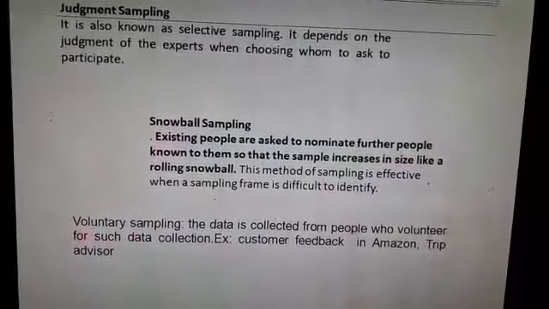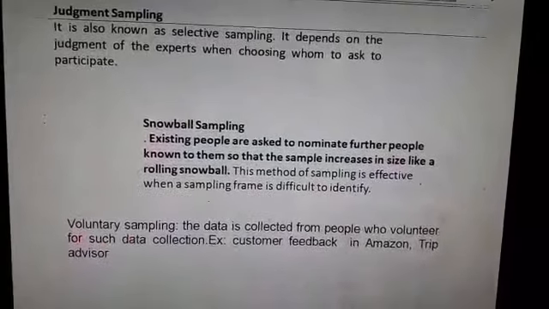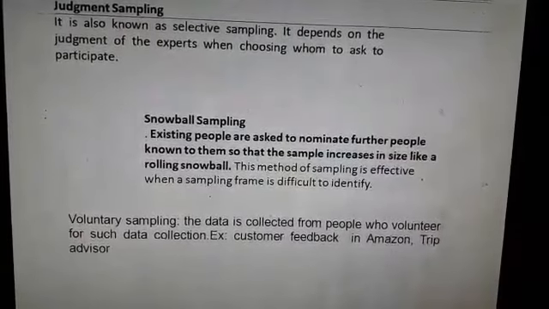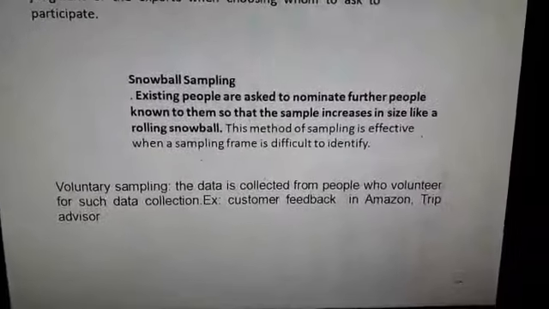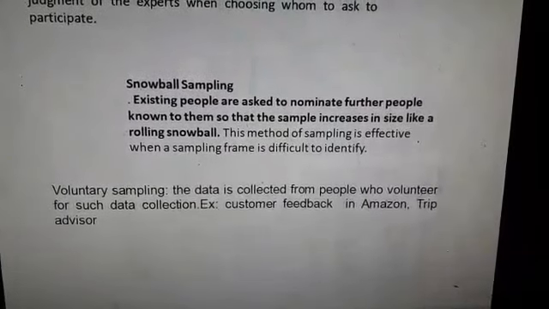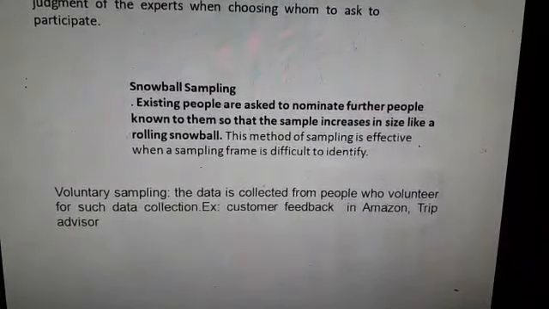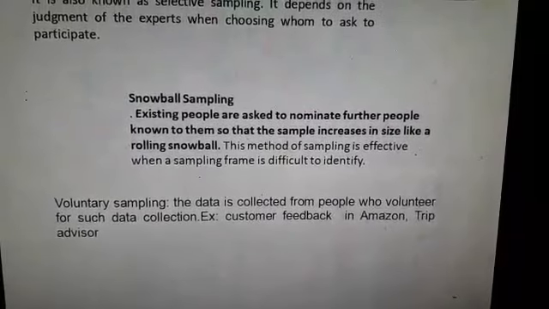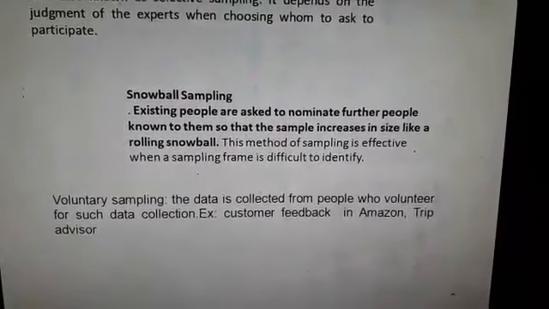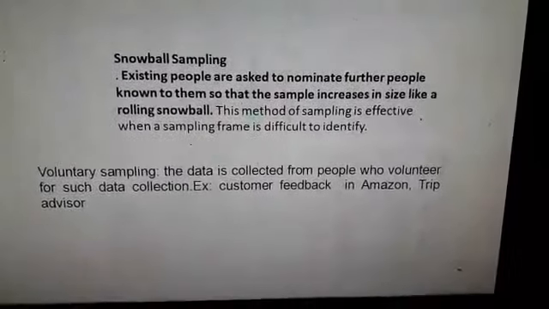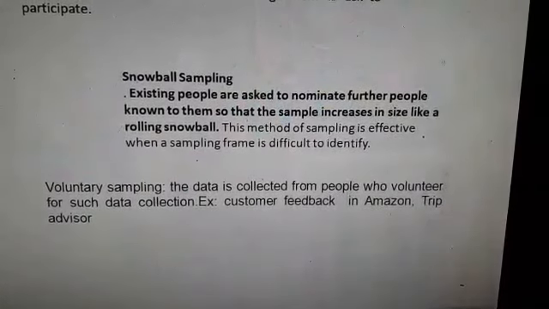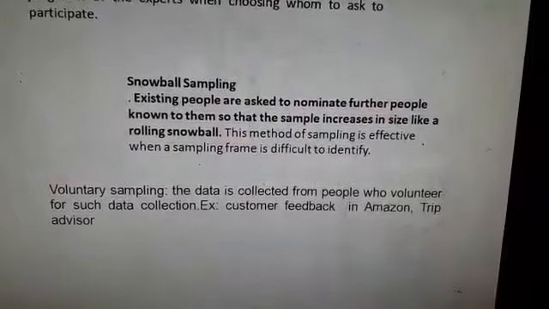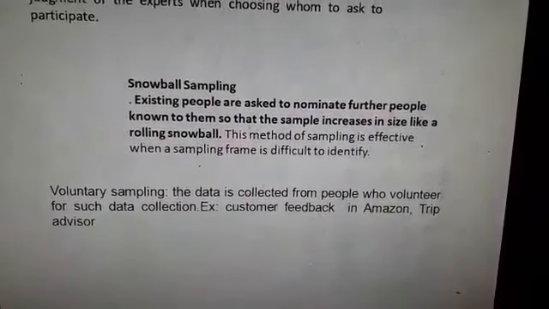Judgmental sampling is also known as selective sampling. It depends on the judgment of the experts when choosing whom to ask to participate. Similarly, we have snowball sampling. Here existing people are asked to nominate further people known to them, so that the sample increases in size like a rolling snowball. We have another one, voluntary sampling. The data is collected from people who volunteer, such as customer feedback on Amazon, TripAdvisor, etc.